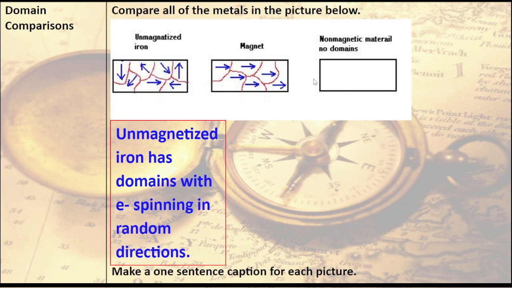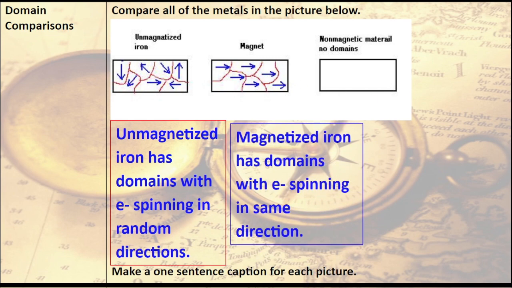Next, I have the magnet. What do I notice? I notice all these arrows are in the same direction, so that's why it's a magnet. But we're going to say that the magnetized iron has domains, because again, there's sections here. But this time, these electrons are spinning in the same direction. That's why this guy is magnetized.